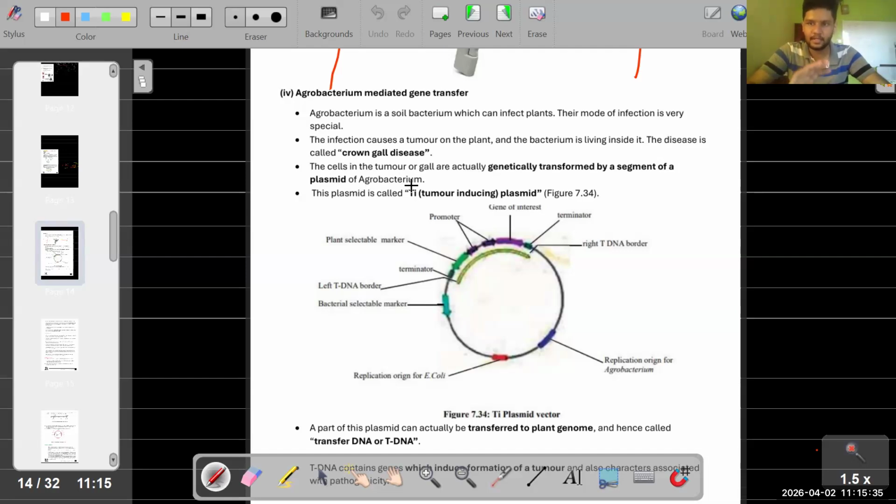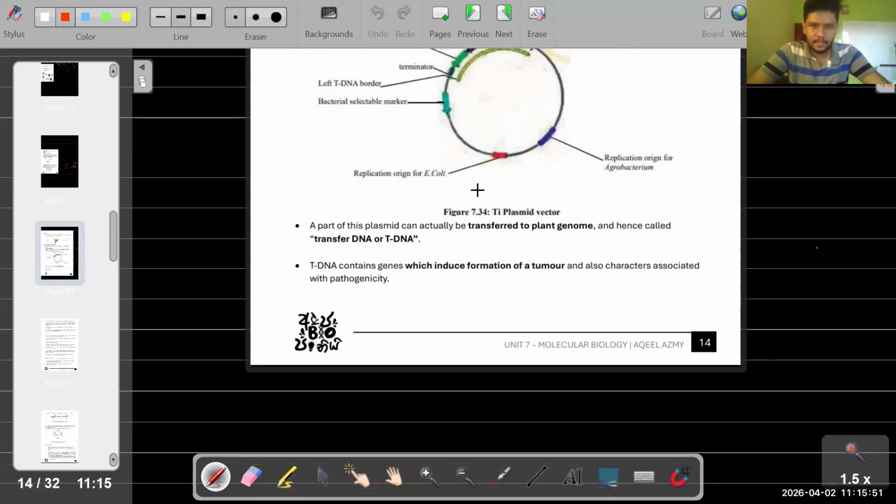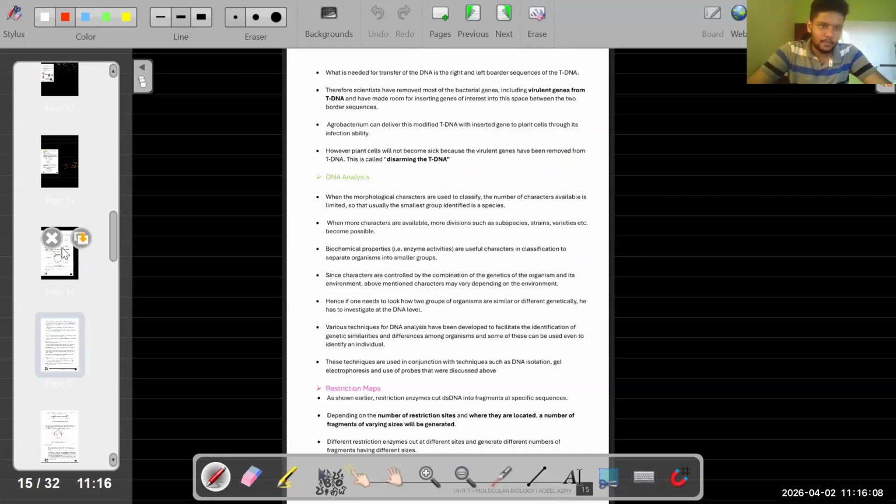I know it is a bit difficult because they are using several terms. Genetically transformed by a segment of plasmid, so they are continuously using that. I know it is a bit difficult, but let's see. Keep on reading it, right? This plasmid is called tumor-inducing plasmid. A part of this plasmid can actually be transferred to the plant genome and hence is called transfer DNA. Transfer DNA contains genes which induce the formation of tumor and are also characterized with pathogenicity, right? Yeah, up to this part.